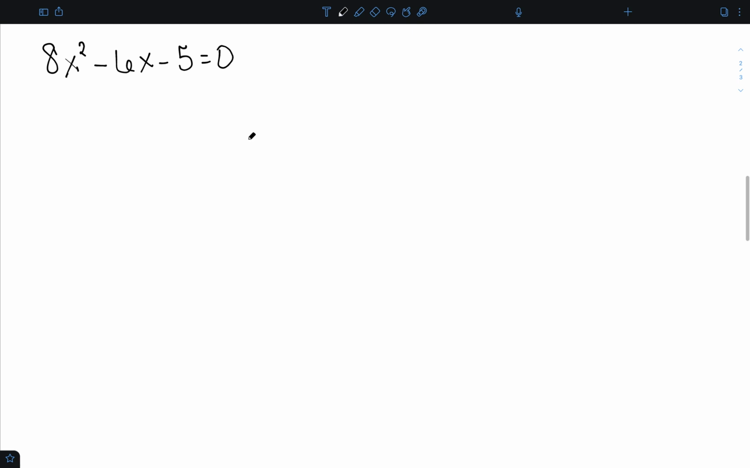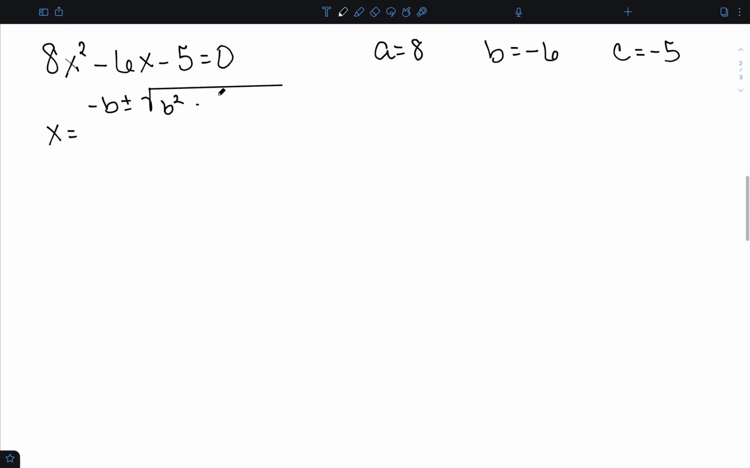Let's look at the quadratic equation 8x squared minus 6x minus 5 equal to 0. In this case, a is equal to 8, b is equal to negative 6, and c is equal to negative 5. The quadratic formula says negative b plus or minus the square root of b squared minus 4 times a times c all over 2 times a.